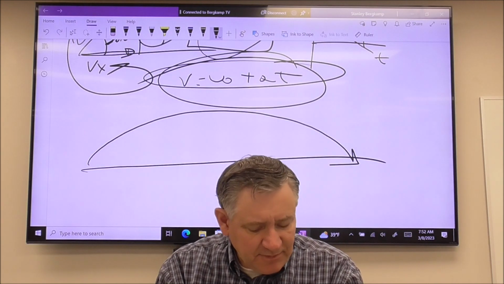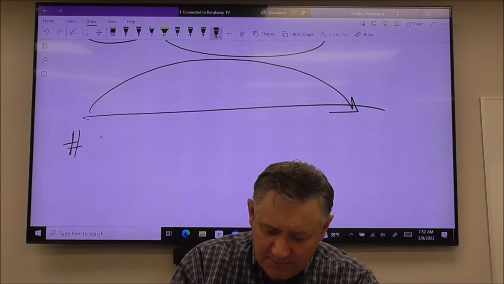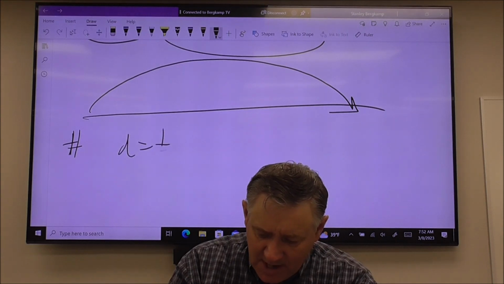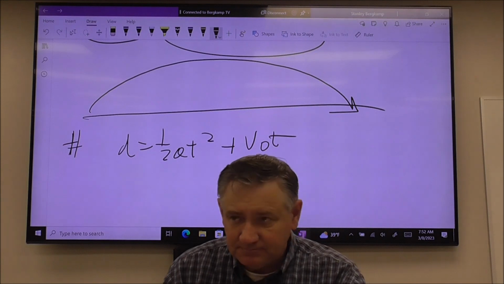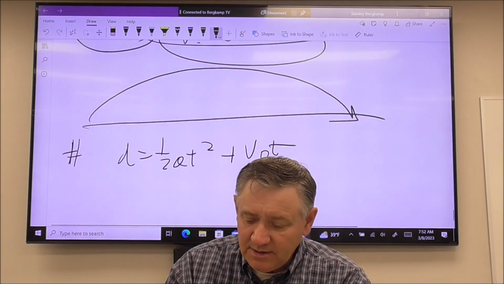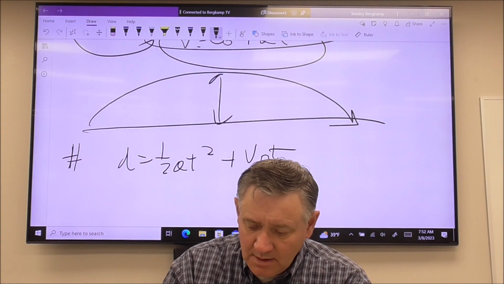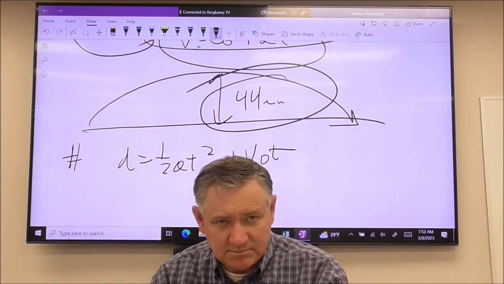So when you get to number 4, the only way that you can work number 4 is to do 1/2 AT squared plus V naught time. Okay, that's the only way you can do number 4. Now, here's the story. Your maximum height is about 44 meters, okay?